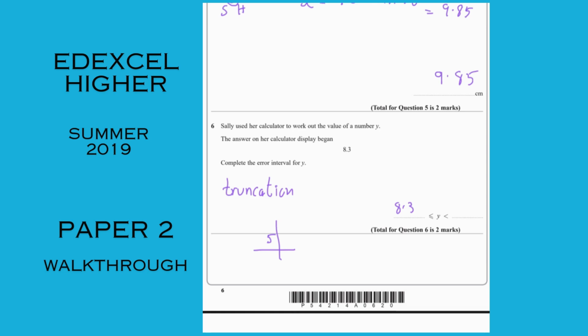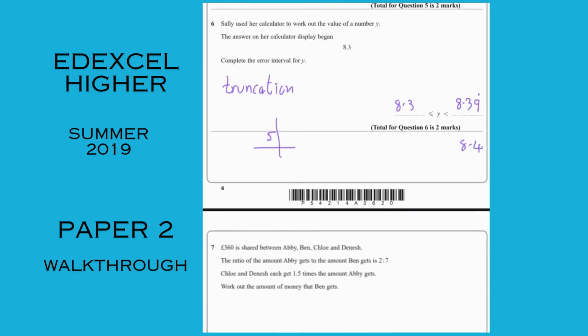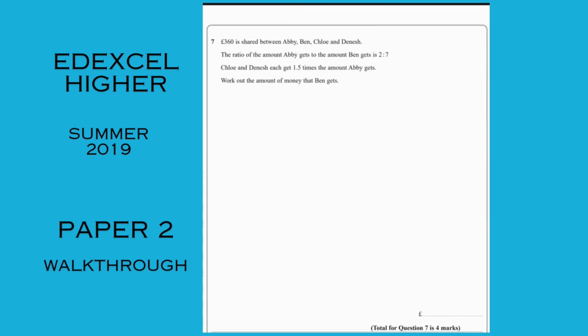What could come after the 3, though? Well, it could be 8.3 and almost an infinite number of 9s. The mark scheme does accept 8.4, but me personally, I prefer the logic of 8.39 recurring. So as I say, that's truncation, comes under the topic of errors and bounds, but it's not quite the same thing. Number 7, good old wordy ratio.